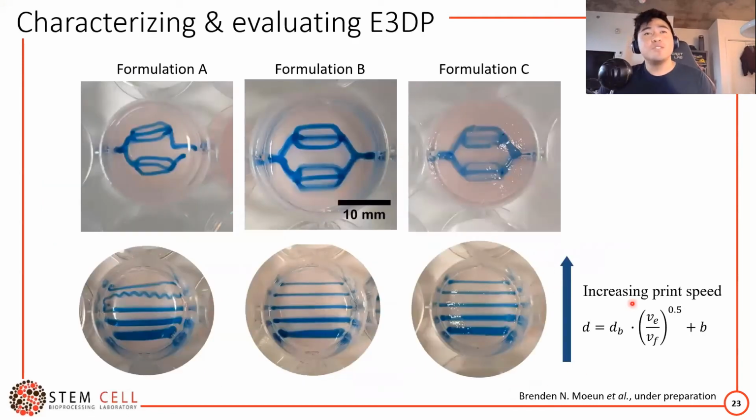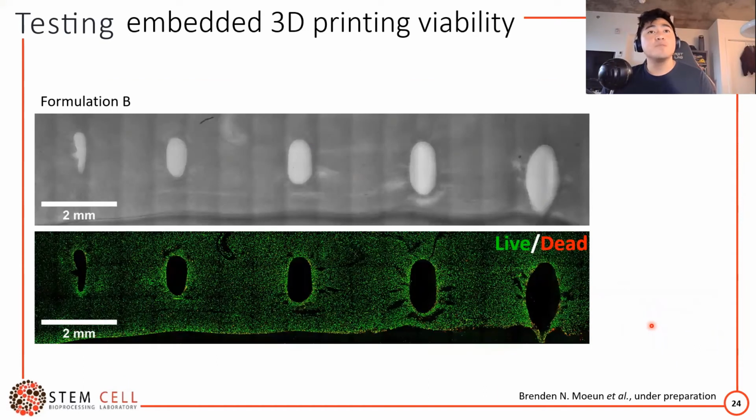Unfortunately, we're not able to disclose what our matrix is or how we achieved it, but essentially we're able to create different formulations of our material where we can achieve different levels of printability. And we're also able to show that based on printing parameters, you can get different diameter filaments. And again, when characterizing bioinks, it's really important to determine whether your cells are compatible within it. So this is some viability data of our formulation B, showing that we have good viability.